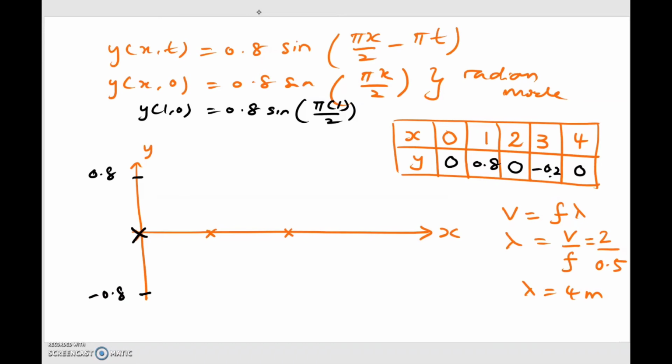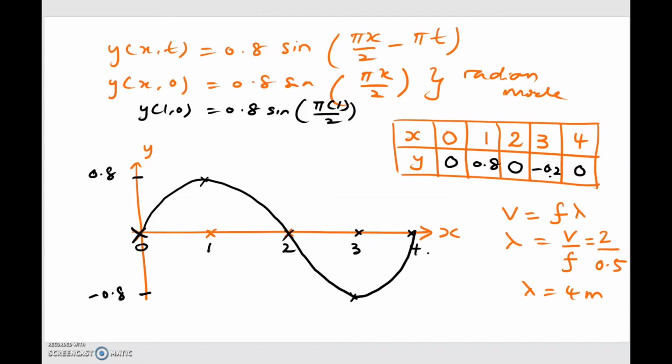Okay, so when 0, 1, 2, 3, 4. Okay, so 1 is 0.8, 2 is 0, 3 is negative, and you have this one. So your graph will be like this.